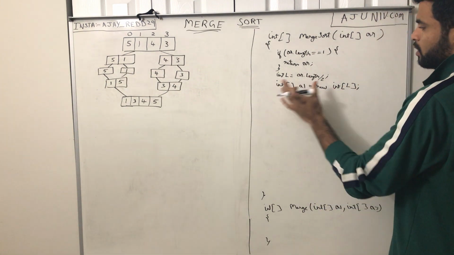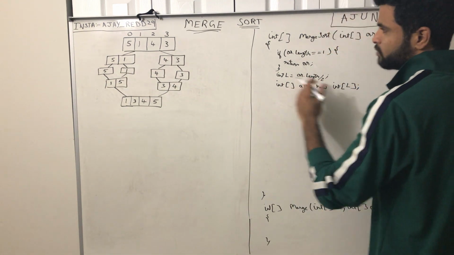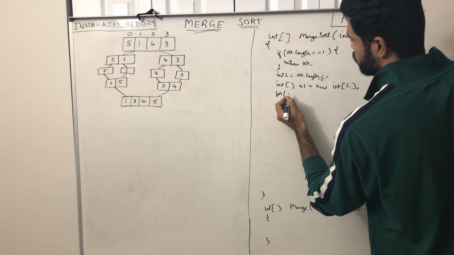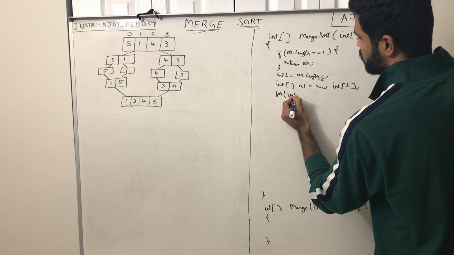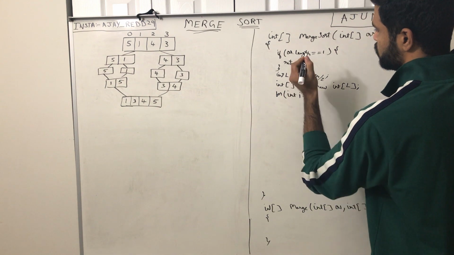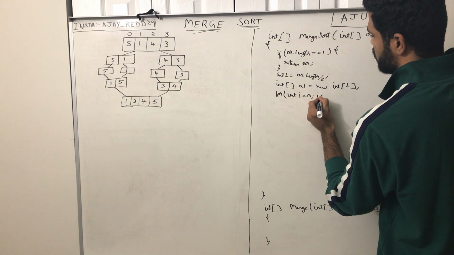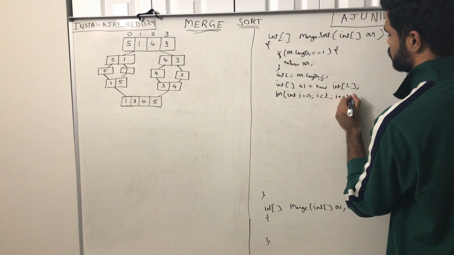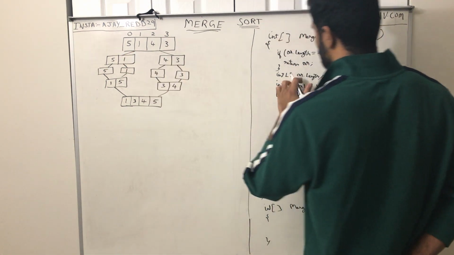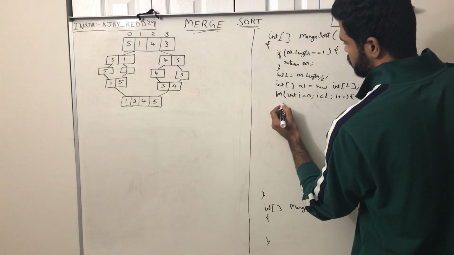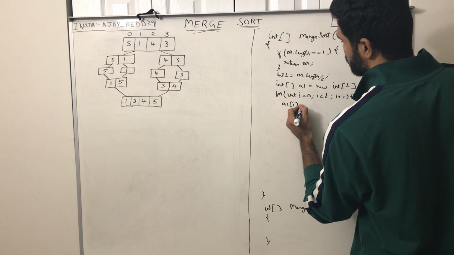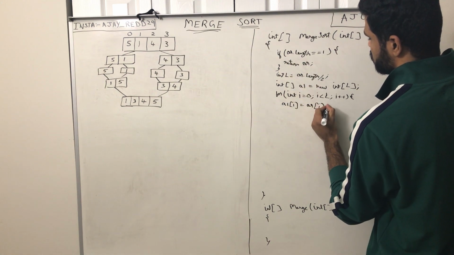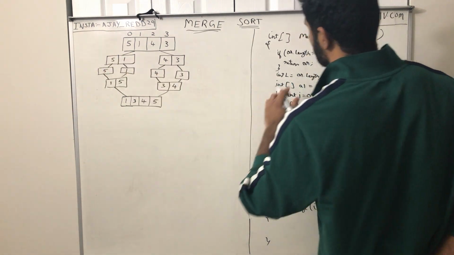Once I declare this array, I will store the elements 5 and 1 into it. For that, I will use a for loop: for int I equal to 0, I less than L, I plus plus. Here I'm just storing the elements of this subarray into A1. So A1 of I would be array of I. That way I'll get all the elements of this subarray into A1.